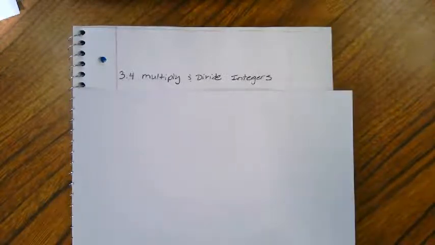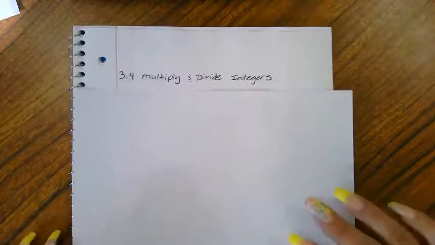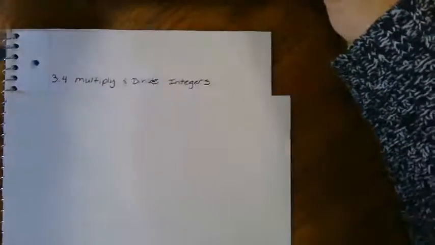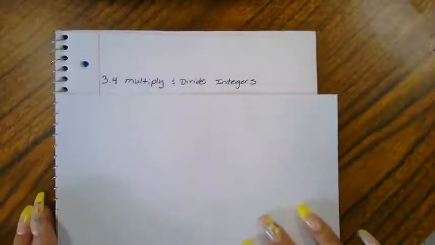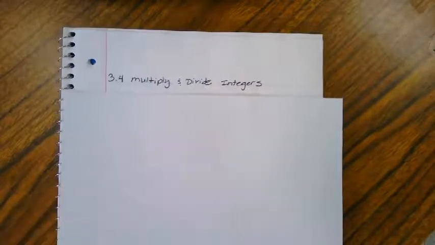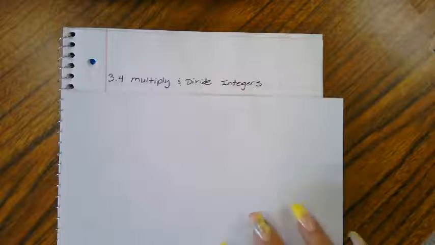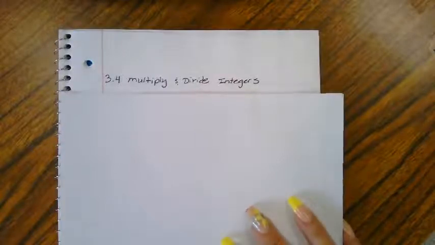Okay, so let's put this title: 3.4, Multiply and Divide Integers. Go ahead and write that title down. If you need to pause, go ahead and do that because I'm just going to keep going, okay?